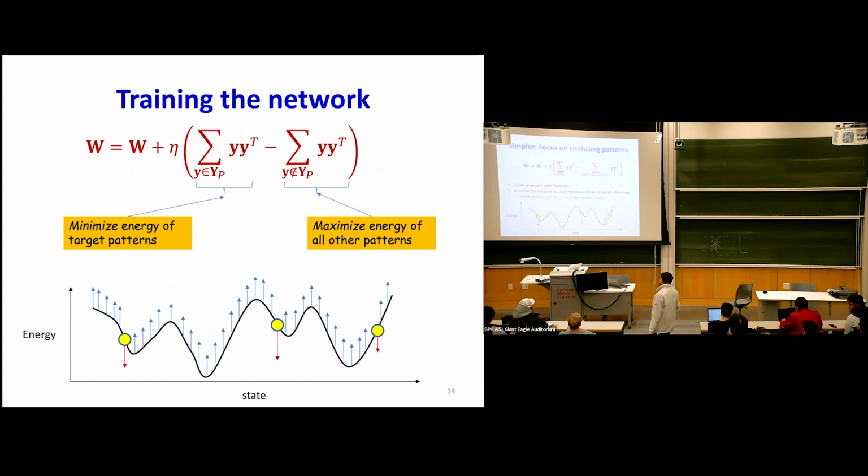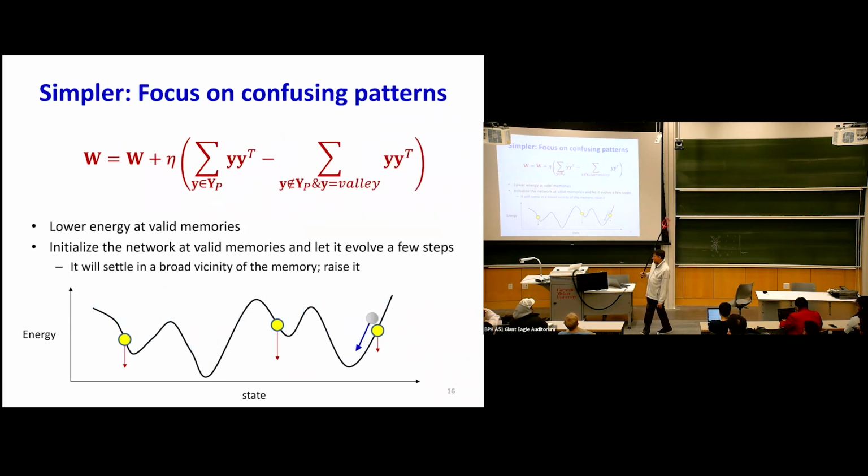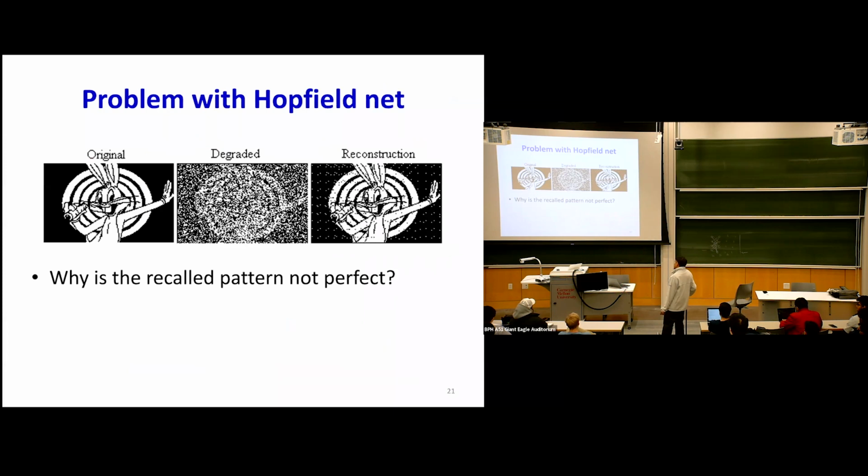We also saw that this second term would have an exponential number of terms. We don't need to necessarily consider all of these. Instead, we could just pull up the regions just adjacent to the target patterns. In which case, we just initialize the network at the valid memories we want to store, let it evolve a few steps, and then pull up the energy wherever it arrives. And that was what we wanted to do. So this was all very fine.